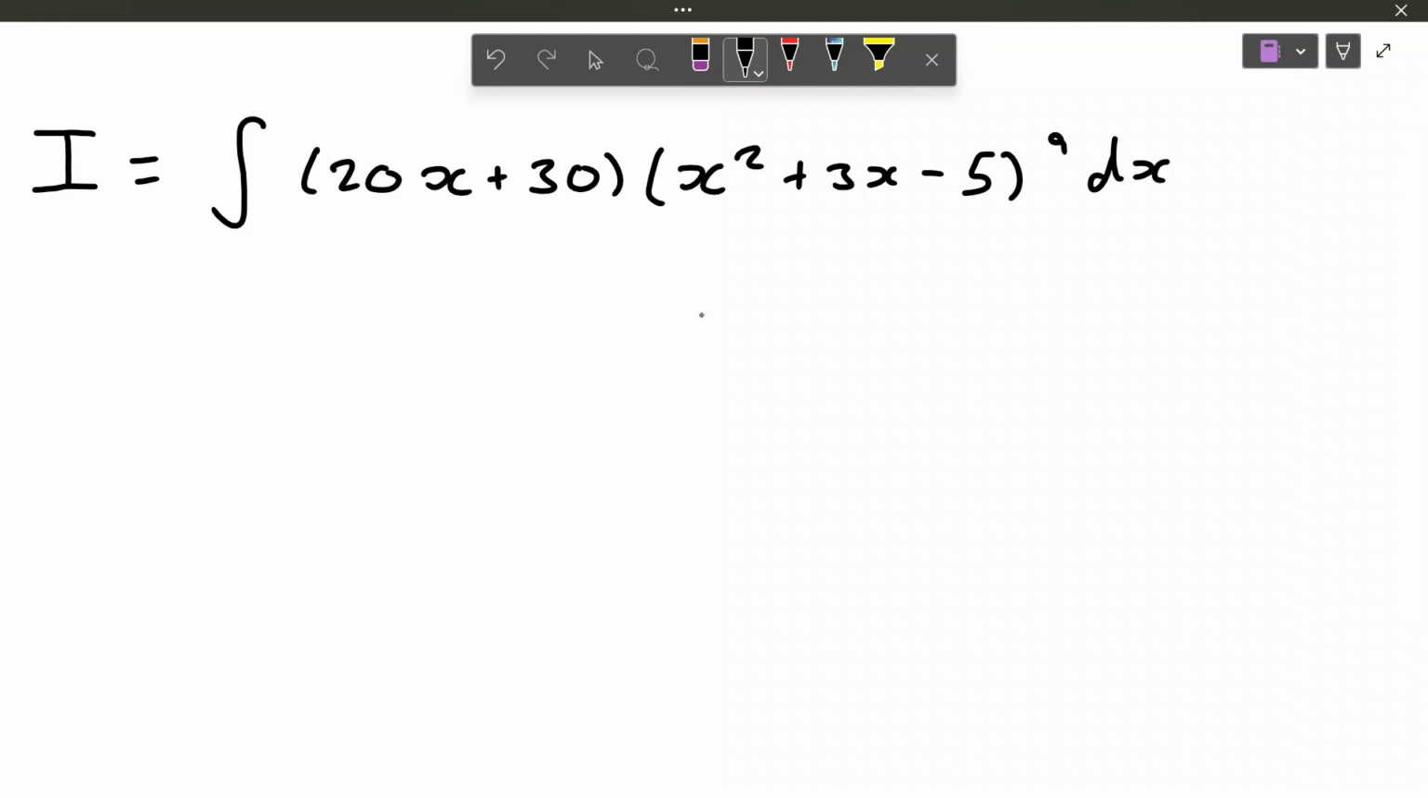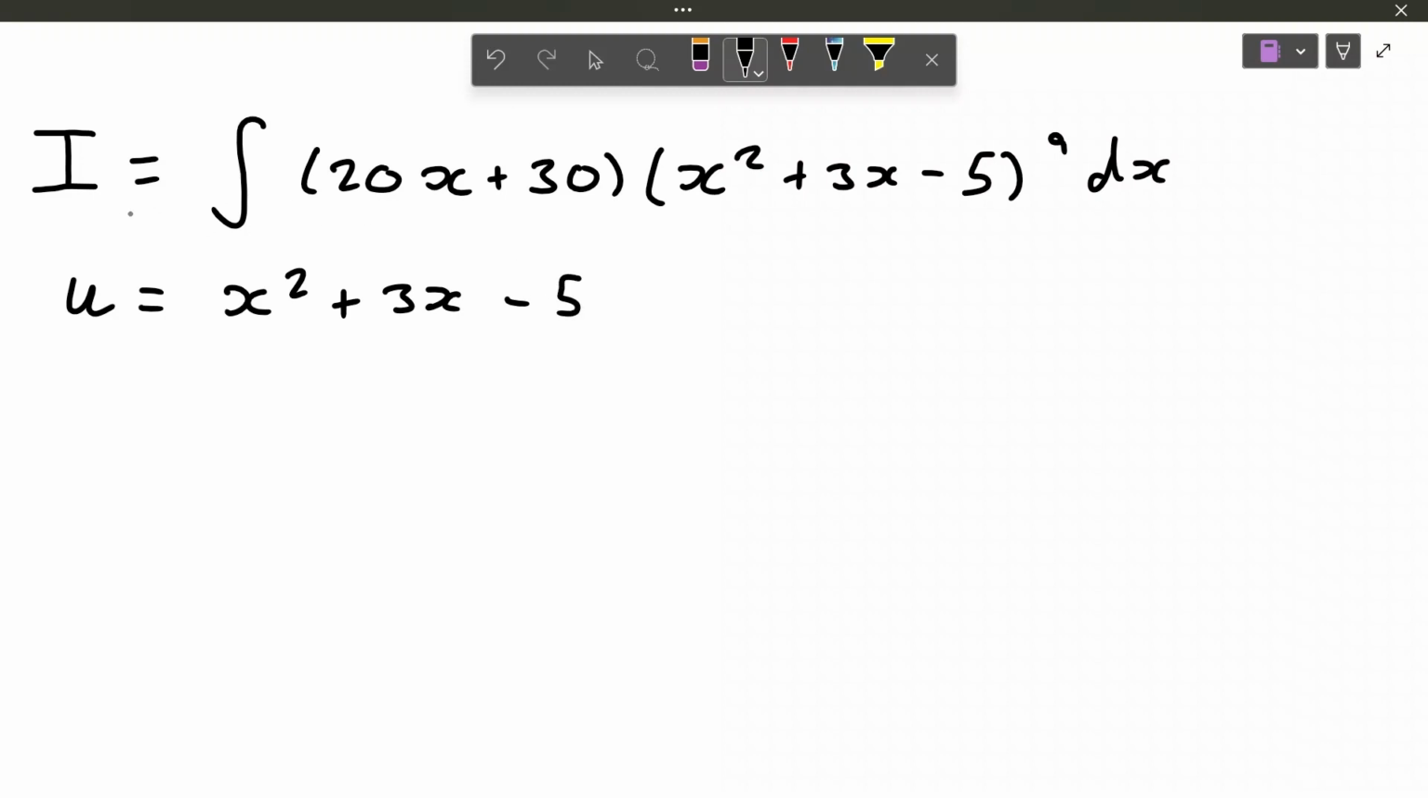If you've never seen this before, this technique might seem a bit weird, but we essentially just take a guess at a substitution and then work from there. So I'm going to define a new variable called u. I'm going to set that equal to x squared plus 3x minus 5.